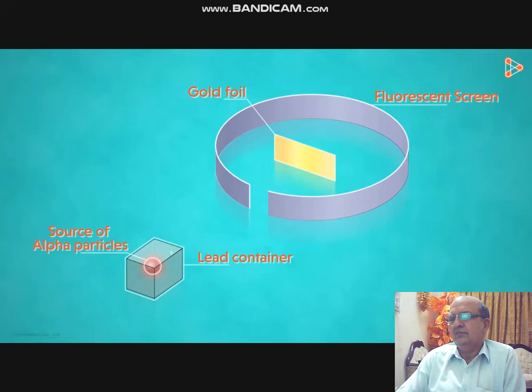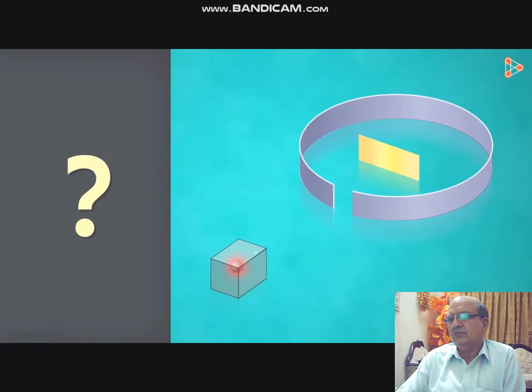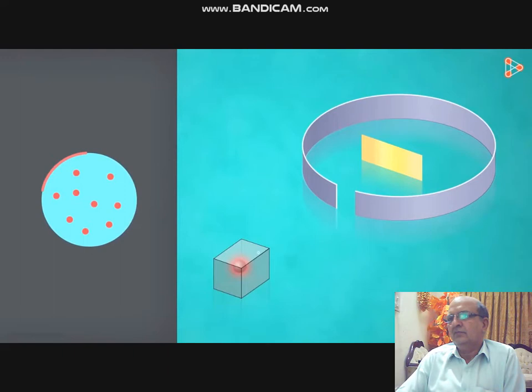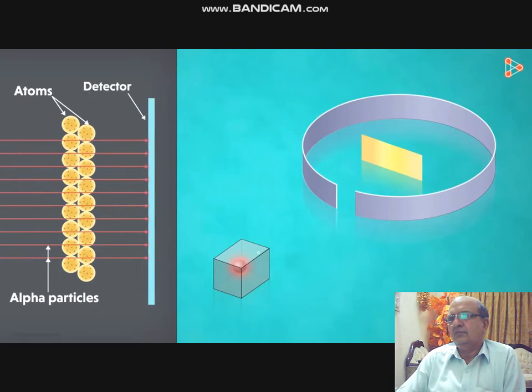The alpha particles were emitted from the element present in this box. These directly hit the gold foil. Now what should happen ideally? As we know, Thomson's model suggested that an atom is a sphere of positive charge with negative electrons embedded inside it. That means it is expected that the alpha particles will pass right through the atoms and hit the detector straight. And why so?